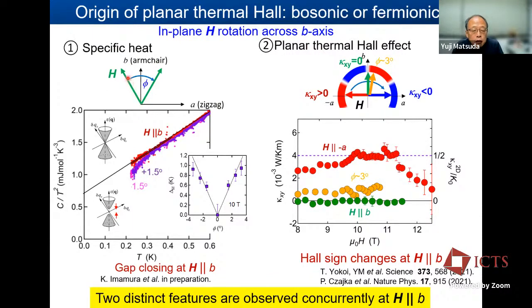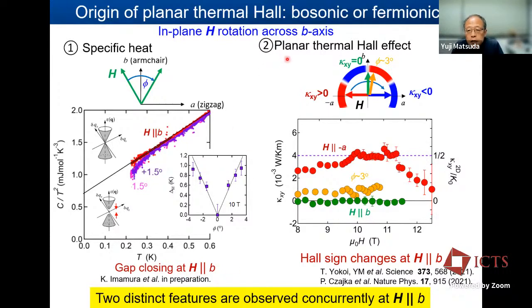This is when the magnetic field is rotated across the b axis. As I mentioned before, the specific heat, C over T squared, has a finite intercept exactly when the magnetic field is applied parallel to the b axis, but it shows a deviation when the field is tilted. So if you estimate delta by using some model, the gap closing occurs here. So the first conclusion is the gap closing at the magnetic field parallel to the b axis.